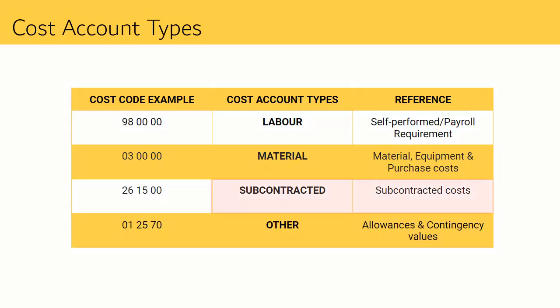Keep in mind that subcontract cost account types are to be used specifically for subcontractors performing the work via subcontract. Material cost account type is to be used for preferred vendor and purchases, labor for EllisDon staff and hourly employee related cost, and other for allowances and contingency values.